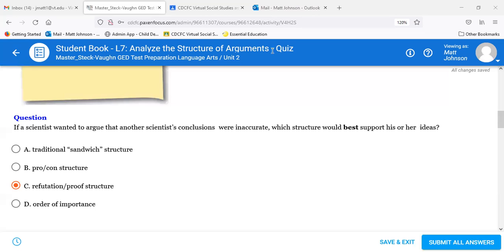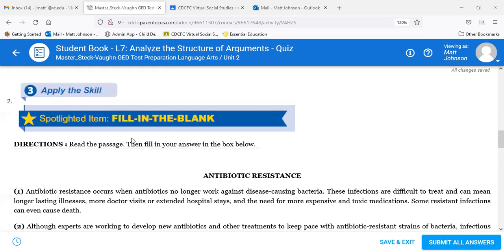Is it B? It's C. Yeah, refutation, proof structure. I was just randomly clicking. I wasn't paying attention and actually clicked the right answer when I did that. So yeah, if you're arguing against another person's point of view, right, you're going to refute that claim. So that's what you'd most likely use there, a refutation structure style argument. All right, so number 2.